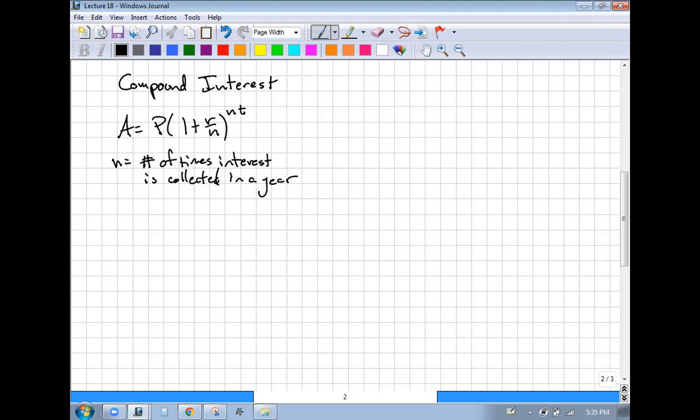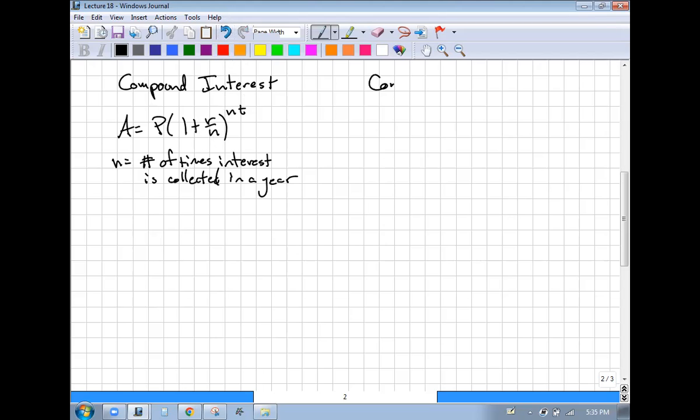And this should make sense because R is your annual interest rate. If you collect interest every month, you would collect 1/12 of the rate every month instead of the whole yearly interest rate. Doesn't that make sense? And this is how many times you collect interest in a year. So if it's monthly, it's 12 times the number of years, right? 12 times per year. So this is the number of times interest is being collected. This is the interest that you're collecting each time.